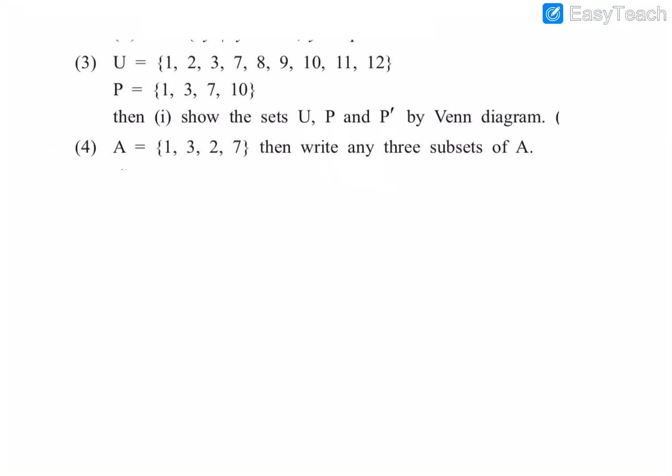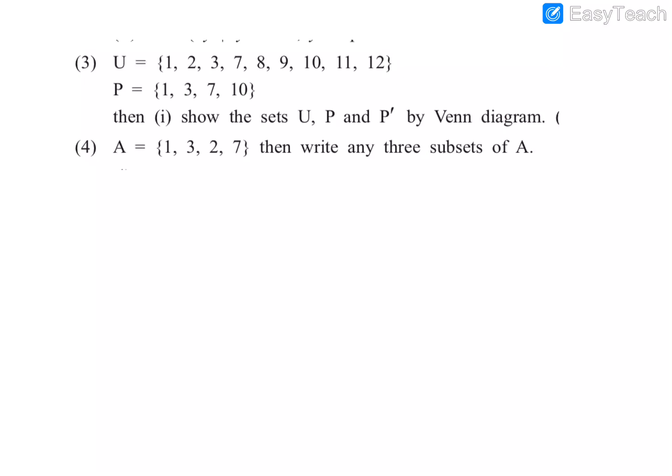So here is a problem. U is given, P is given. U is a set of elements 1, 2, 3, 7, 8, 9, 10, 11 and 12. P is 1, 3, 7, 10. Show the sets U, P and P complement by Venn diagram. So we have to represent U, P and P complement by Venn diagram.